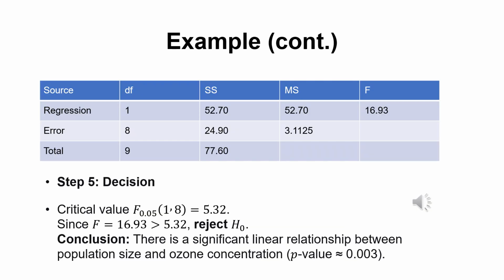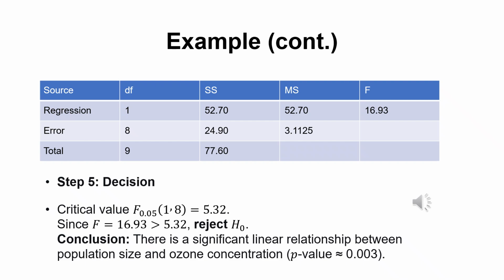ANOVA table and decision. The ANOVA table shows regression sum of squares, 52.70 with 1 degree of freedom, giving mean square 52.70. Error sum of squares is 24.90 with 8 degrees of freedom, giving mean square 3.1125. The F statistic is 52.70 divided by 3.1125, which equals 16.93. The critical F value at alpha 0.05 with 1 and 8 degrees of freedom is 5.32.